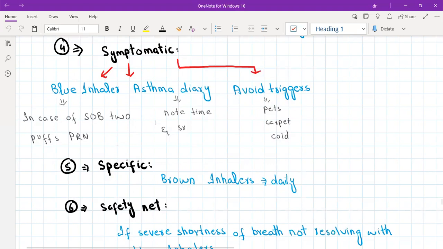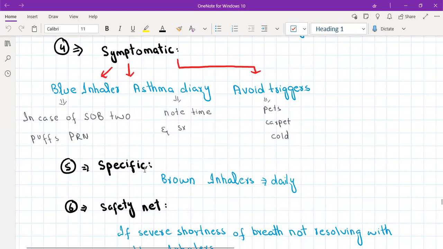So maintain an asthma diary, and whenever you come for your next visit, please bring the diary. In this way, we'll be able to monitor the severity and frequency of your attacks and the triggers as well. Avoid any known triggers like pets, carpet, cold air, etc.